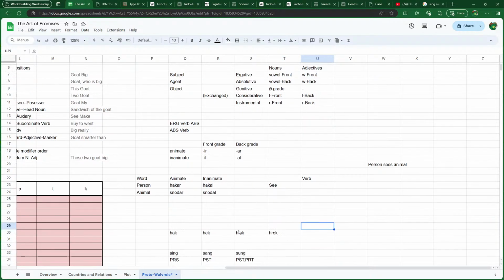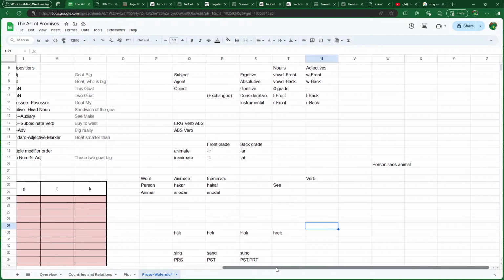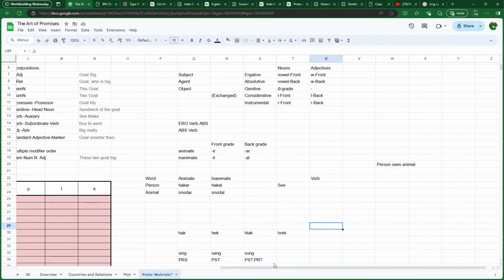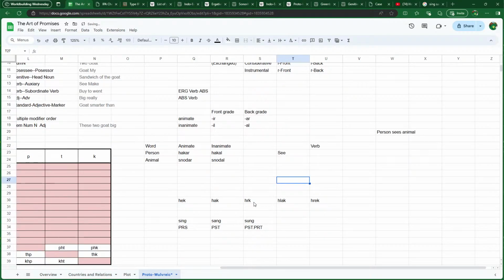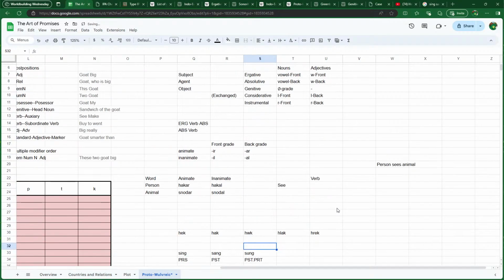That is the different forms. Let me just orient these around. And then herk. We have something like herk or hook. There we go. These are the different inflectional forms of a person. So heck, hock, hook, hluck, hlock, herk.